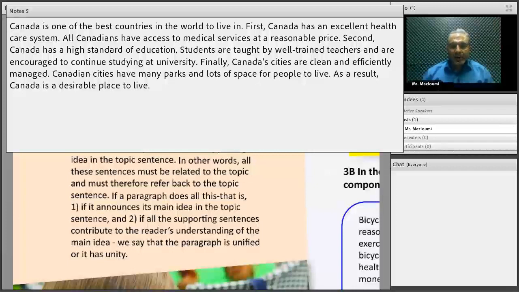So, remember, there is a clear and well-organized topic sentence. All the supporting ideas are related in this paragraph. They are well-organized. They help support the topic sentence, and there is a concluding idea. So, this paragraph, everyone, is unified, or we say it has unity. All right. Well, clear enough, I hope.